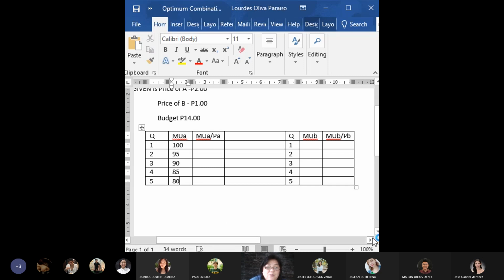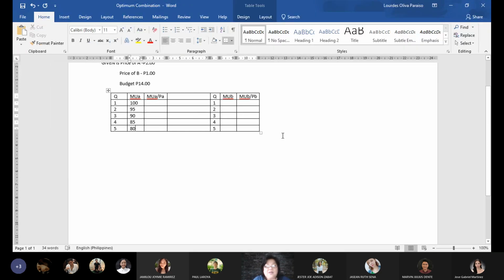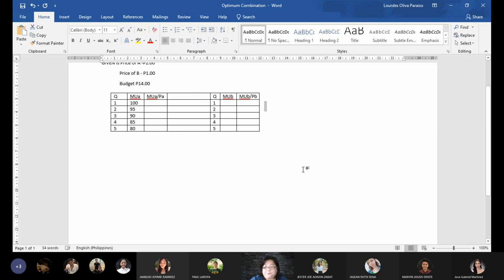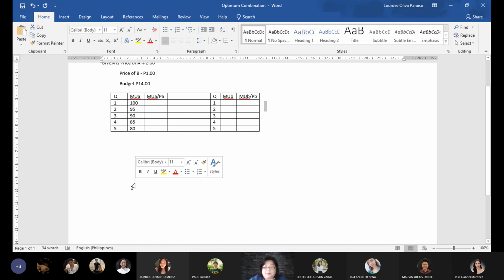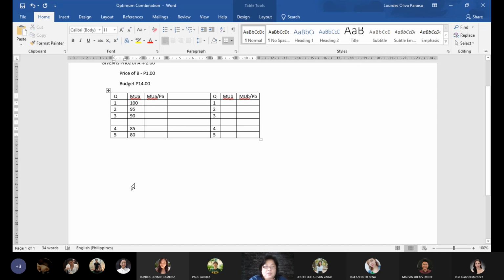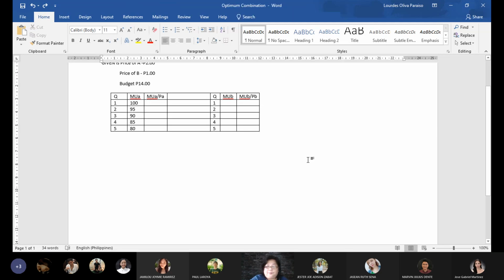Now, how do you compute for your optimum combination? Okay, let me enlarge this one. First, you need to have steps in the computation of optimum combination.